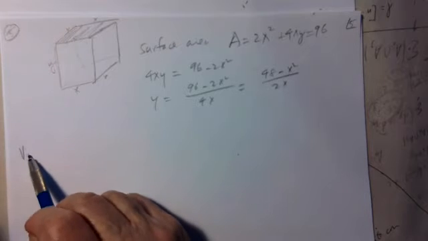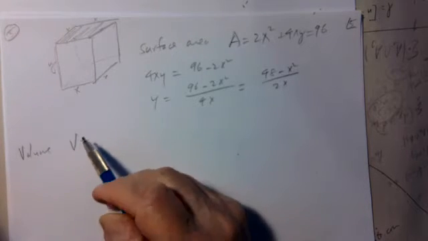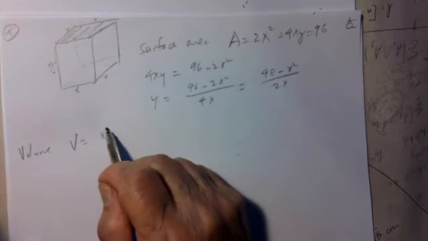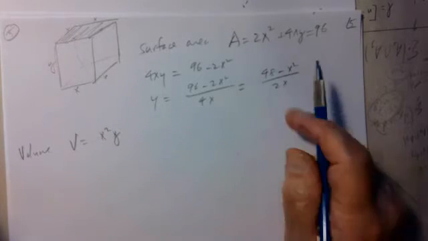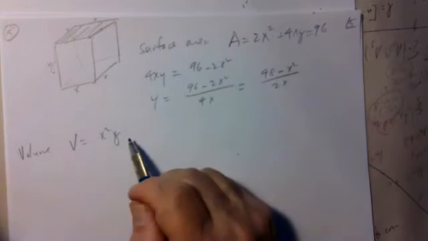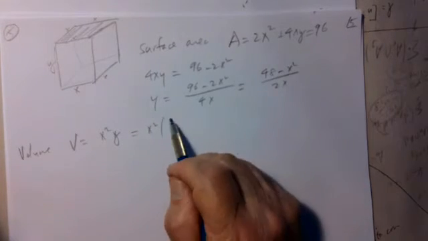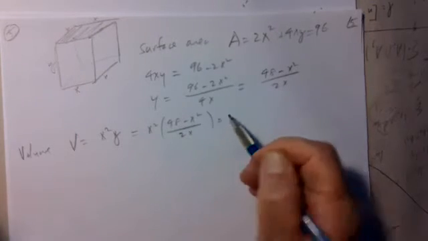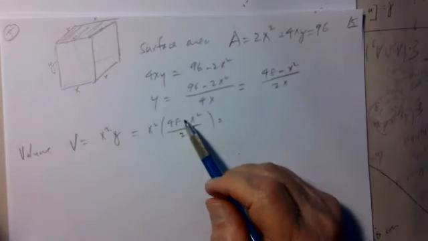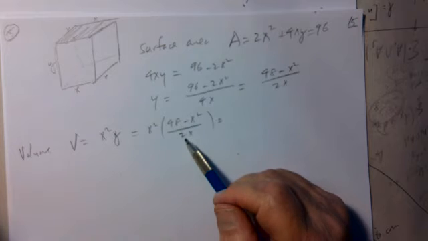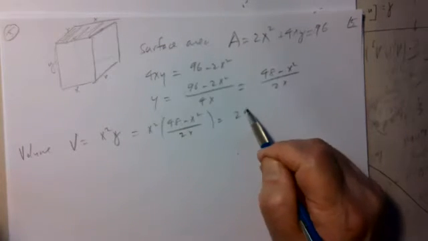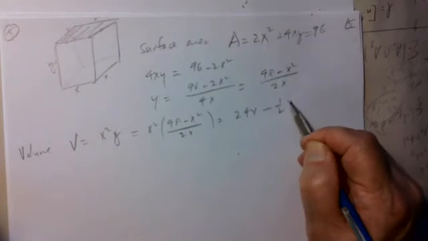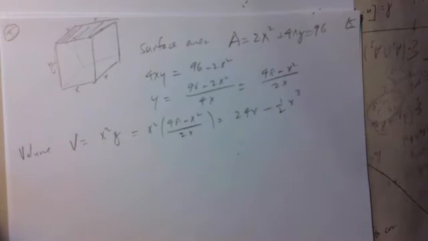And the volume, V, is the area of the base times the height, x squared y. But this is what y is. So this is x squared times 48 minus x squared over 2x. Let's see, 48 over 2x is 24 over x times x squared is 24x minus a half x cubed.